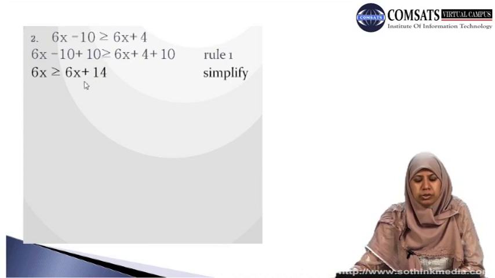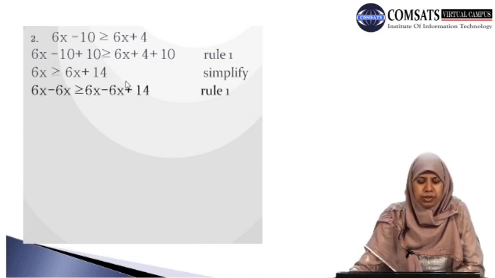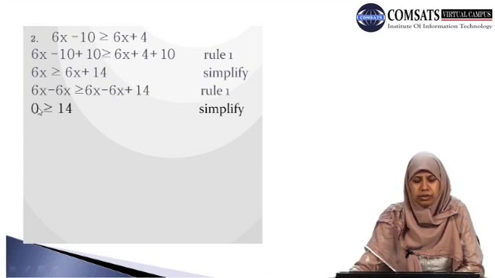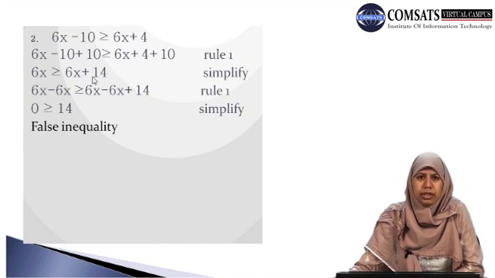Now our next step is to shift this 6x, or the variables, to one side of the inequality. Again we will use our rule 1, that is, this time we subtract 6x from both sides, and after simplifying we obtain on the left side 0 and on the right side 14, which says that 0 is greater than or equal to 14, which is not true. This shows that this type of inequality is a false inequality. That is, the solution set shows us that these values never hold.